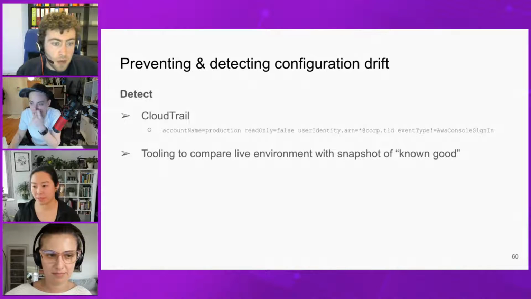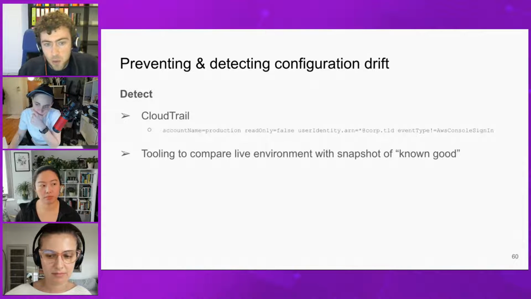And the other approach is to have some tooling that allows us to compare what is running live.